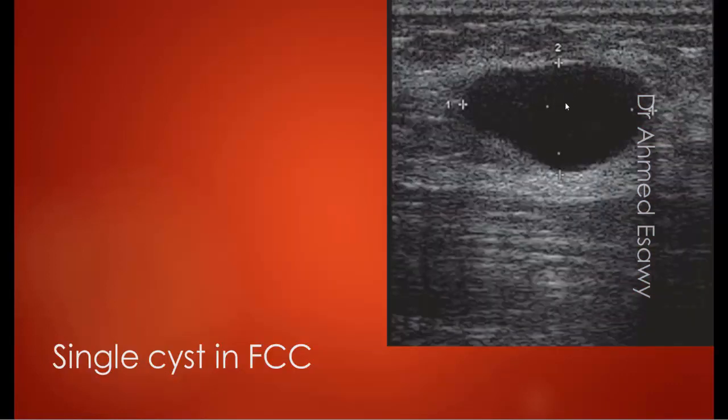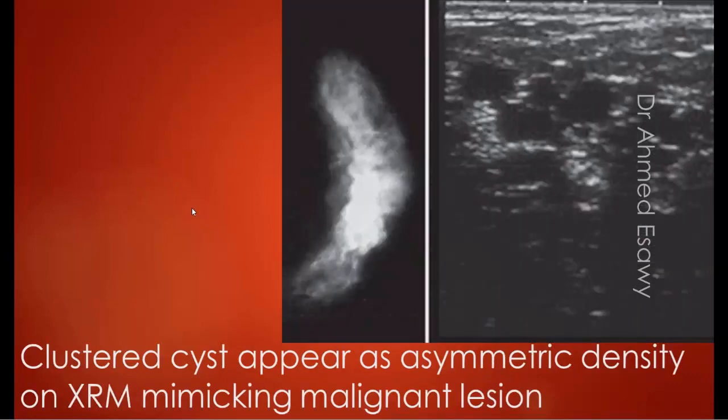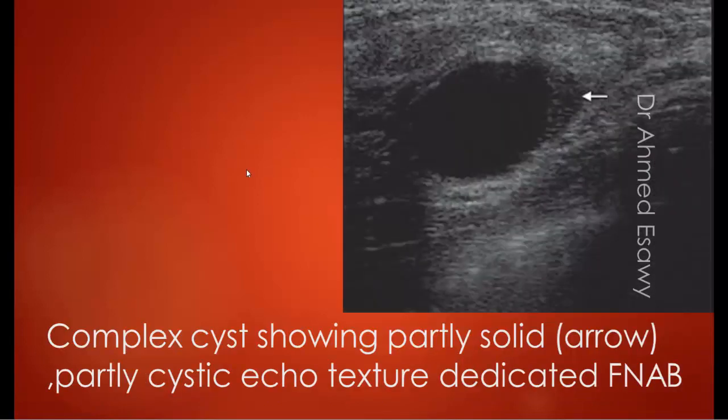Single cyst in fibrocystic change. A cluster of microcysts in fibrocystic change presents on mammography as a dense irregular area, asymmetric density, focal. Clustered cysts appear as asymmetric density on mammogram, mimicking a malignant lesion. Clustered microcysts in fibrocystic change. A complicated cyst with low-level internal echoes. A complex cyst, partly solid, partly cystic, is an indication for fine needle aspiration biopsy, categorized as BI-RADS 4.